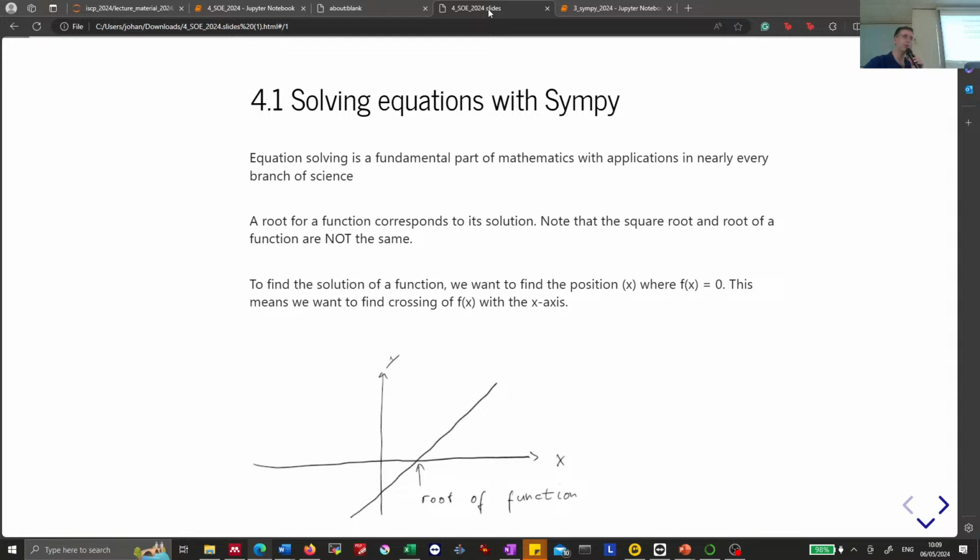You normally set them equal to something, another condition, and then you see when that condition is true, right? Fulfilled. A root, now this is important.